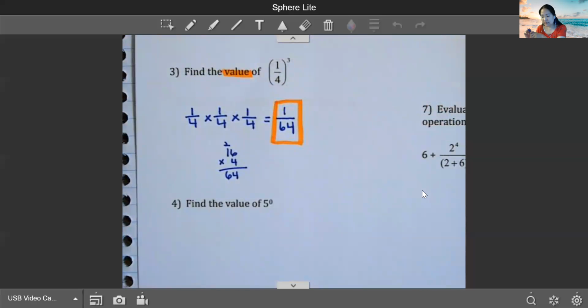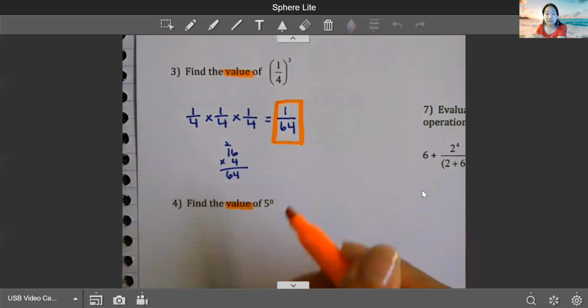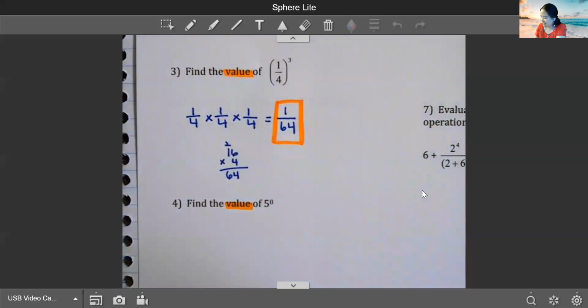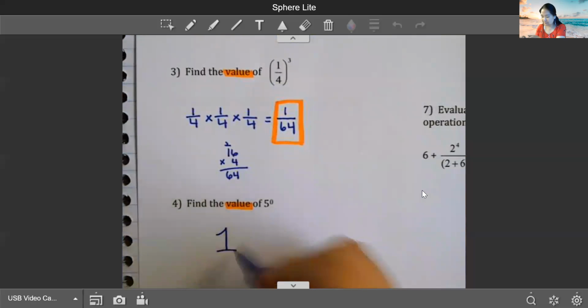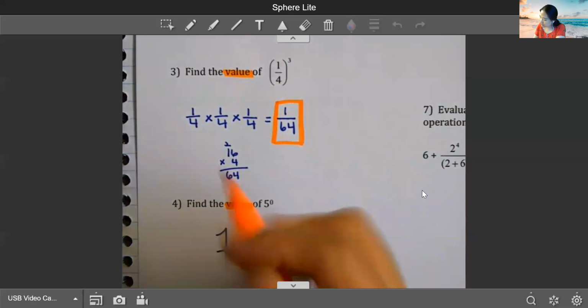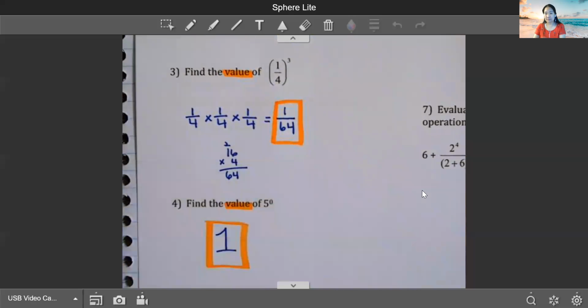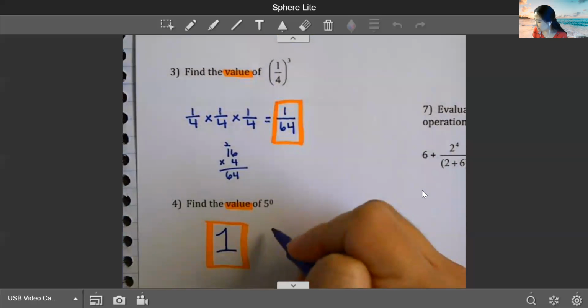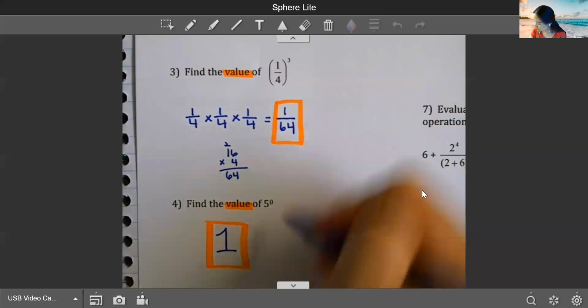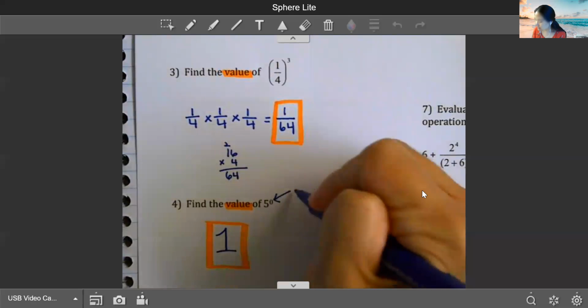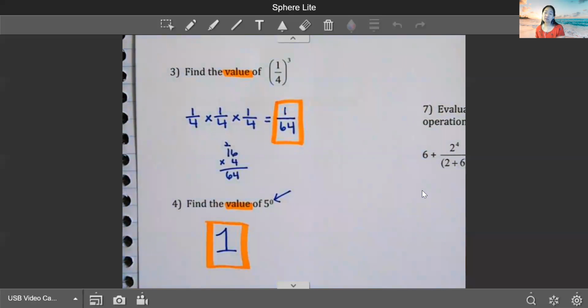Next one, find the value of 5 to the 0 power. And the answer is 1. Remember, we learned that any number that is raised to the 0 power is 1. Okay, so the answer is simply 1.